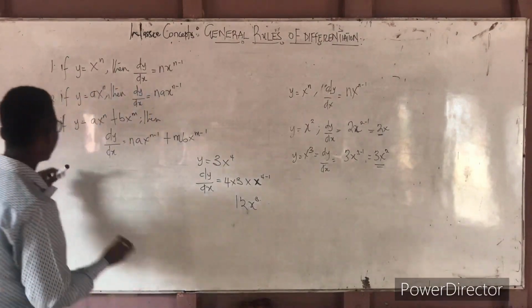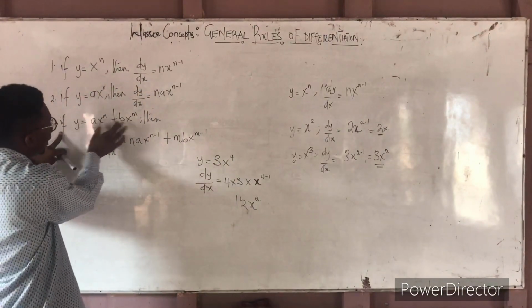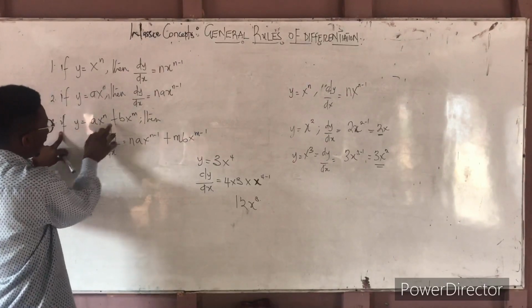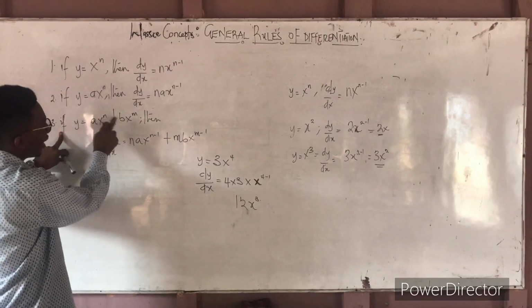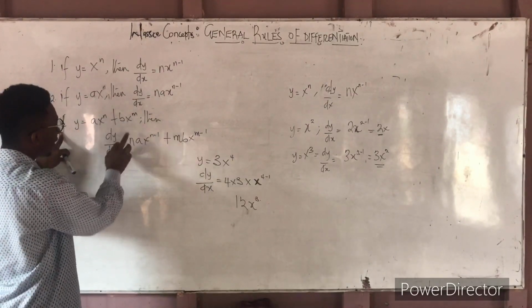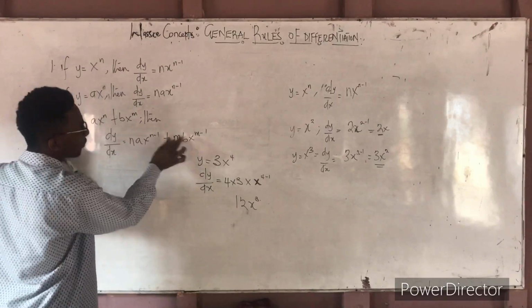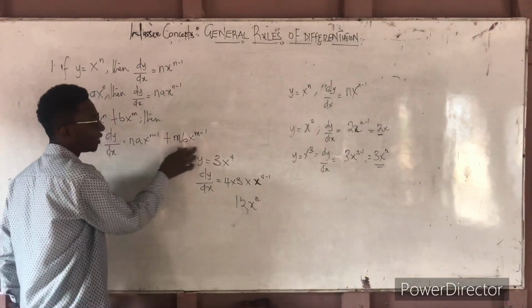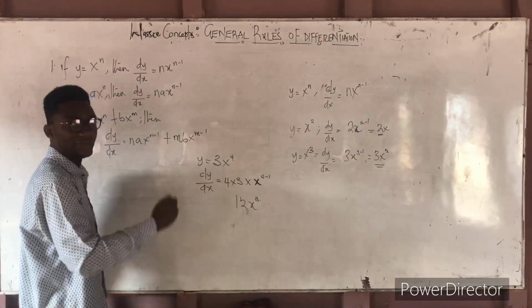And that is differentiation. Now the same way, this one says that if the function gives you 2 terms, a x exponent n plus b x exponent n, then you find the derivative for each of the terms.